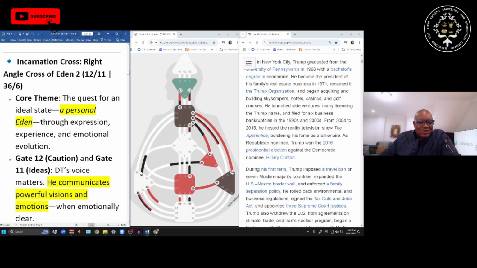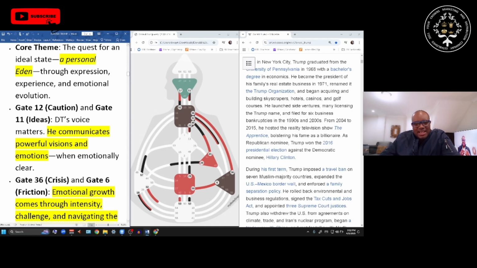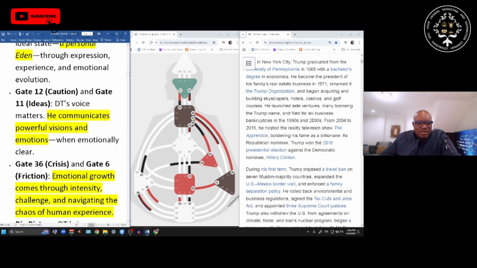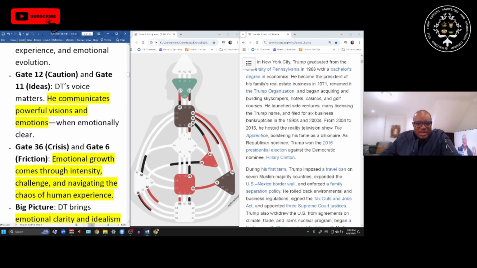So his incarnation cross, his core theme, is the quest for an ideal state, a personal Eden. Yeah, possibly, maybe for America. Through expression, experience, and emotional evolution. His gate 12, which is that gate coming out of the throat there, is caution, which we read before, and the gate 11 is ideas, which we highlighted before. So that way, his voice matters. He communicates powerful visions and emotions when emotionally clear.